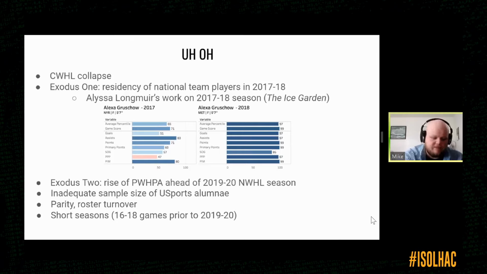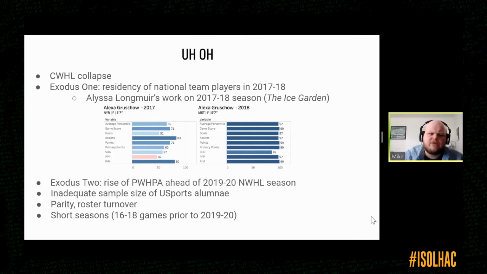Another big point is the short seasons. So this past season, we had our longest NWHL season to date with 24 games. Next season, we'll go to 20 games. But prior to that, we had under 20 game seasons. The average NCAA season, I believe, last year was about 35 games, including tournament games and interconference games. So it's a much smaller sample size that we're working with.